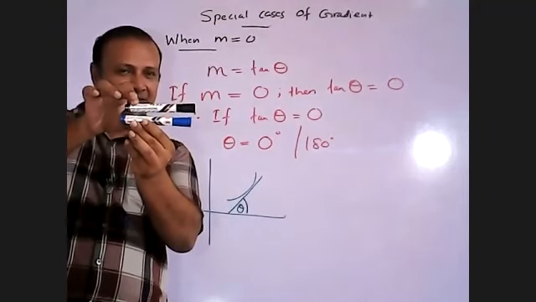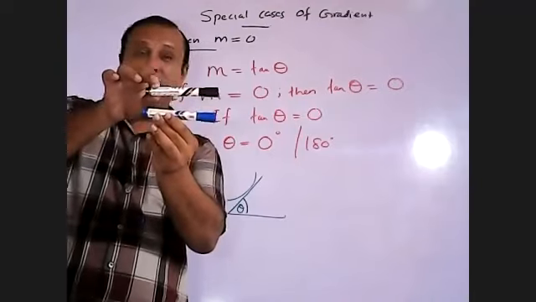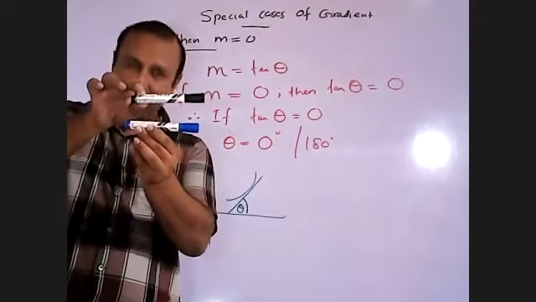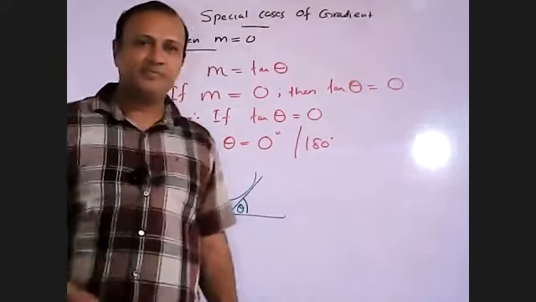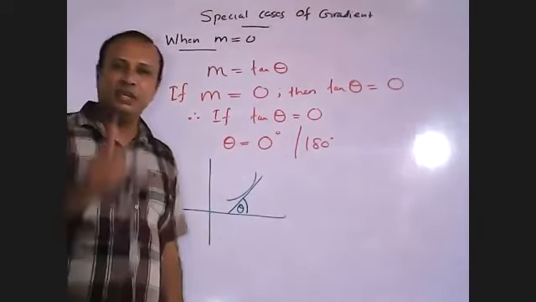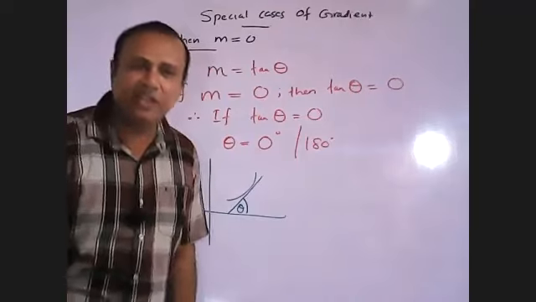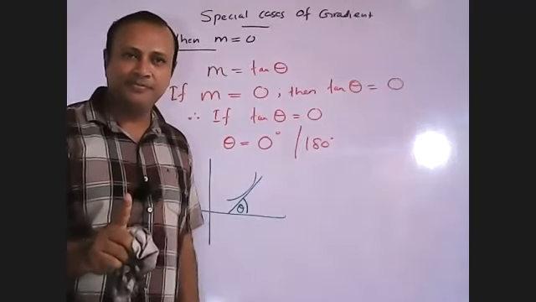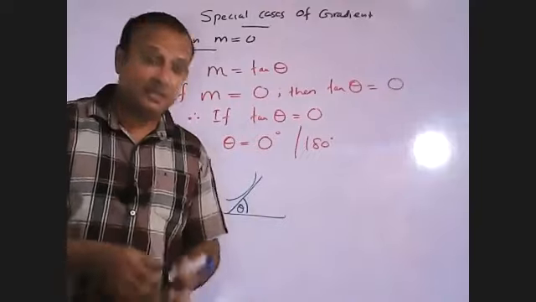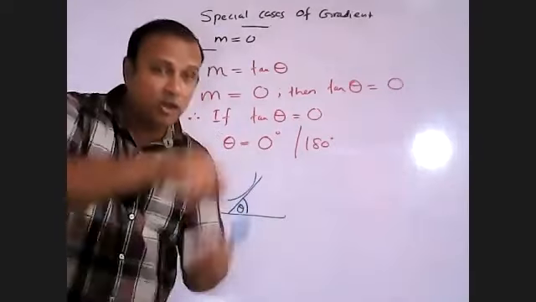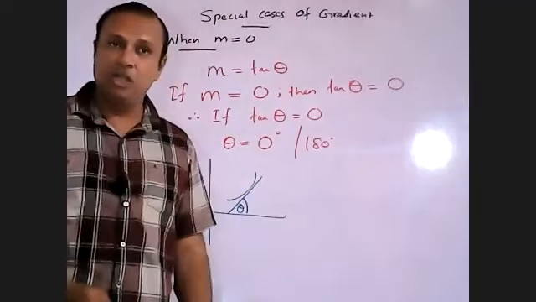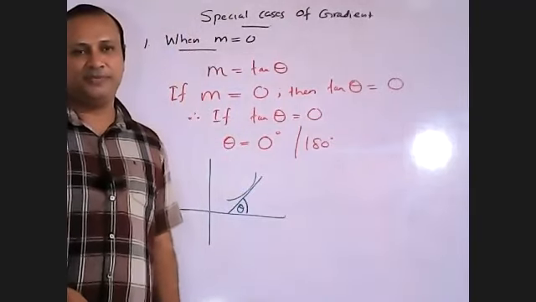Then what will happen? If the angle between the x-axis and the tangent is equal to 0, definitely they are parallel to each other. Did you get my point? Everyone, I need your responses. So if theta is equal to 0, then both the x-axis and the tangent should be parallel to each other. Not the graph, the tangent.